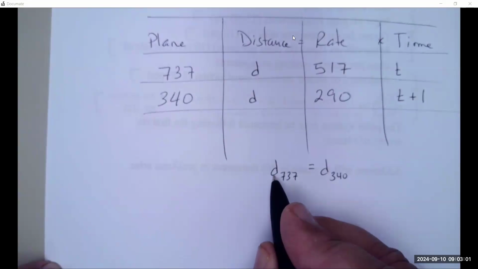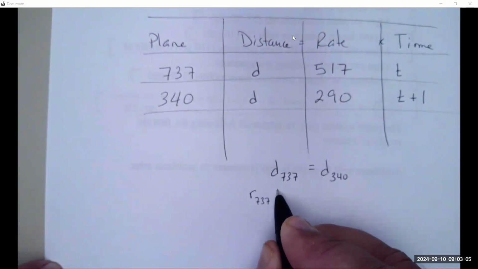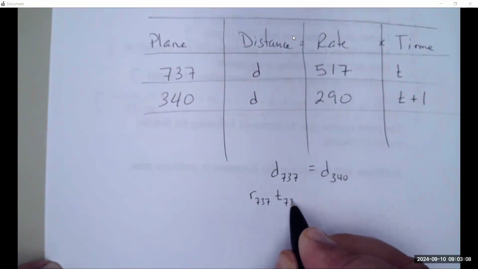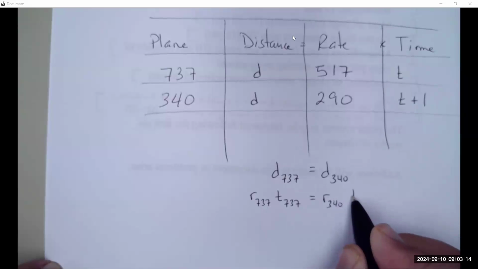So the formula for distance is the rate of the 737 times its time, and that equals the rate of the 340 times its time.